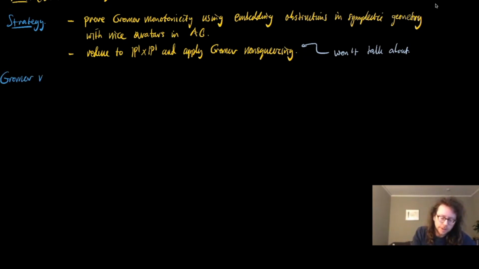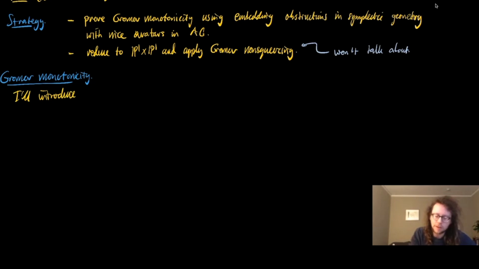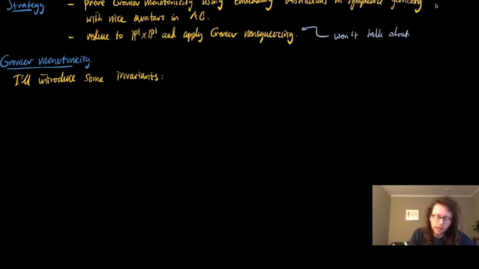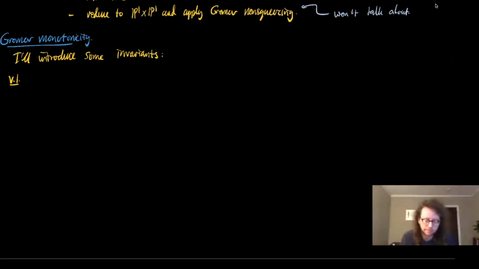So let's talk about Gromov monotonicity. Let me introduce some invariants, the main players of our approach. I'll introduce them three ways: a symplectic way, a combinatorial way, and an algebraic way. And then I'll talk about how they're related.